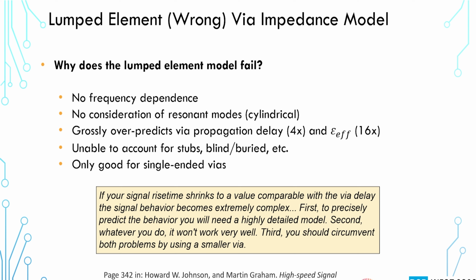It's also unable to account for things like stubs, whether you have blind and buried vias, things like that. And finally, it's only good for single-ended vias. So of course, you couldn't even apply this model to a differential via transition unless those vias were spaced very far apart such that they don't have any appreciable capacitance between them.